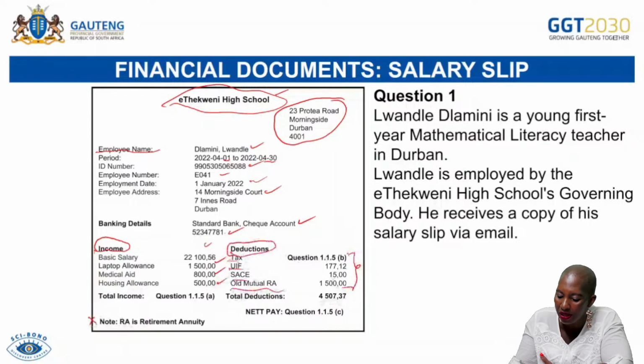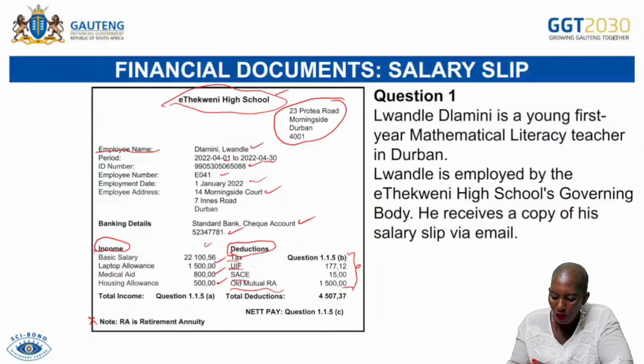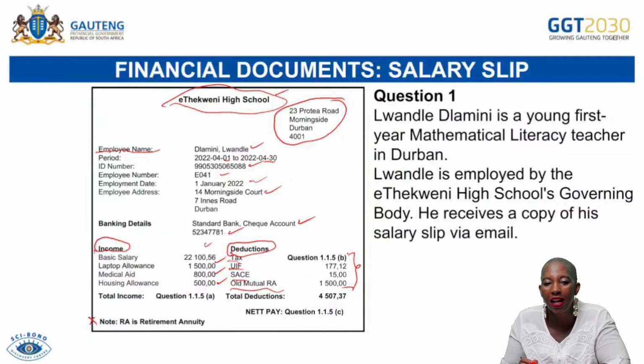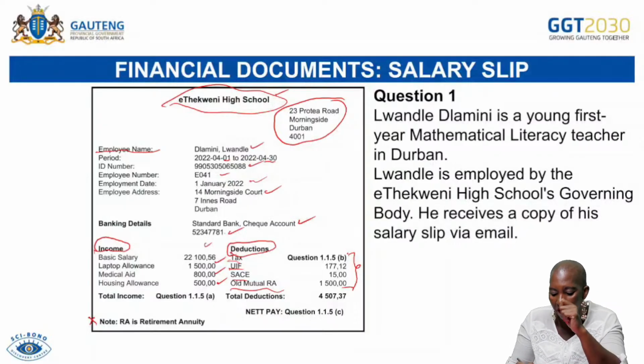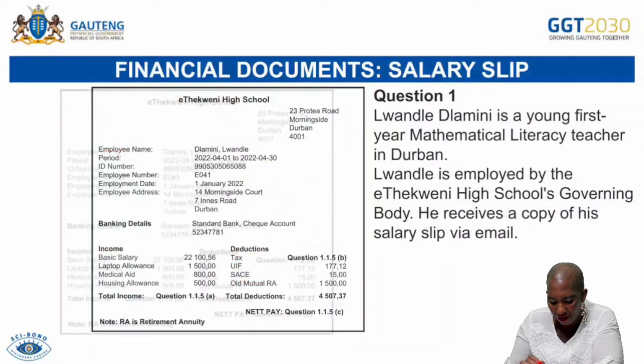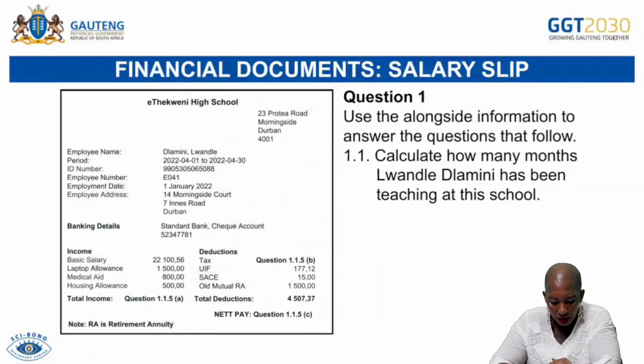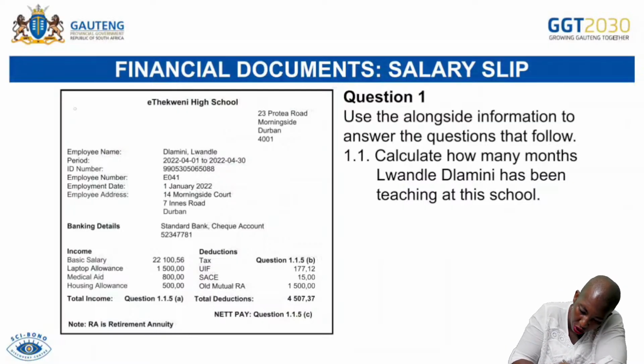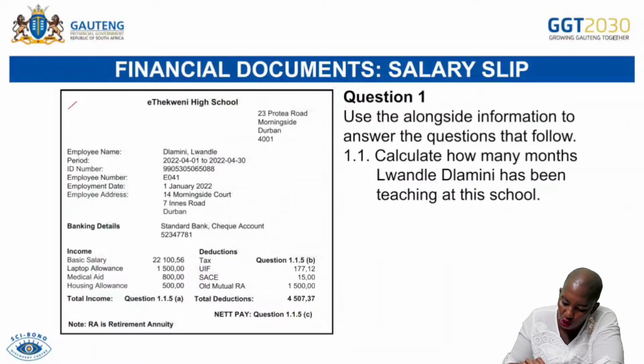Now it says Luanda Dlamini is a young first-year mathematical literacy teacher in Durban. Luanda is employed by the eThekwini High School governing body. He receives a copy of his salary slip via an email. So it means month end, he doesn't get a hard copy salary slip, but he gets it via an email. And now let's have a look at the questions. Here's our salary slip. Question 1 says use the alongside information to answer the questions that follow. So I'm going to use this financial document to answer these questions.